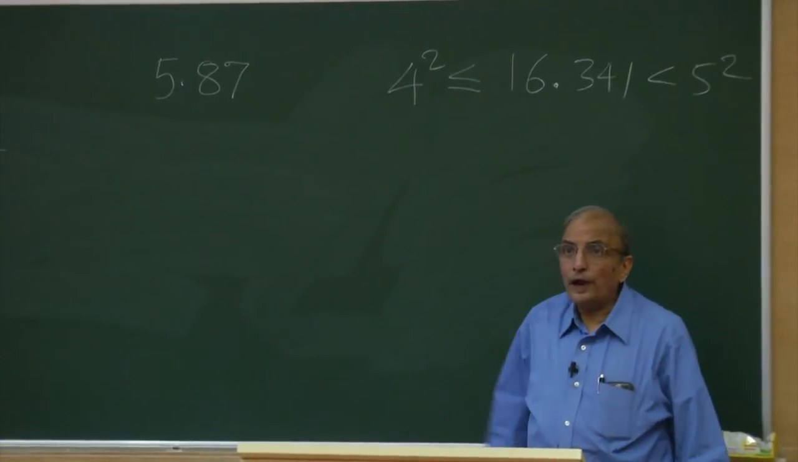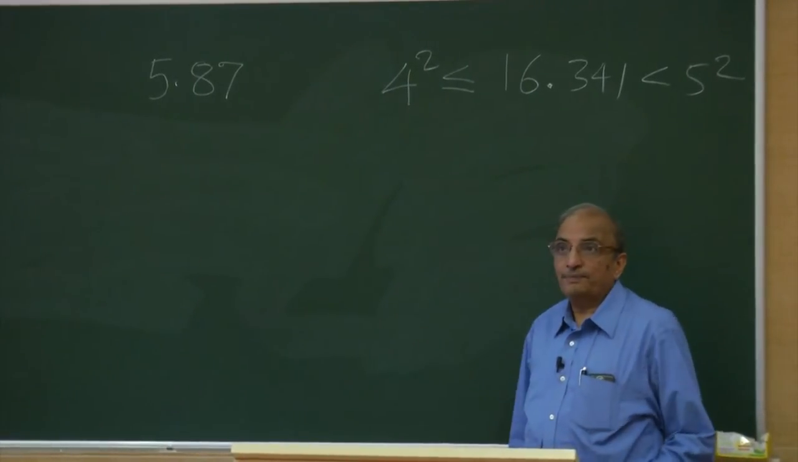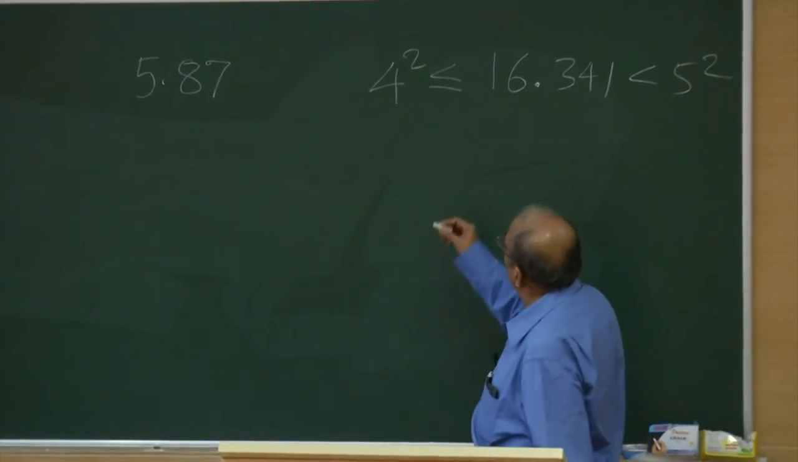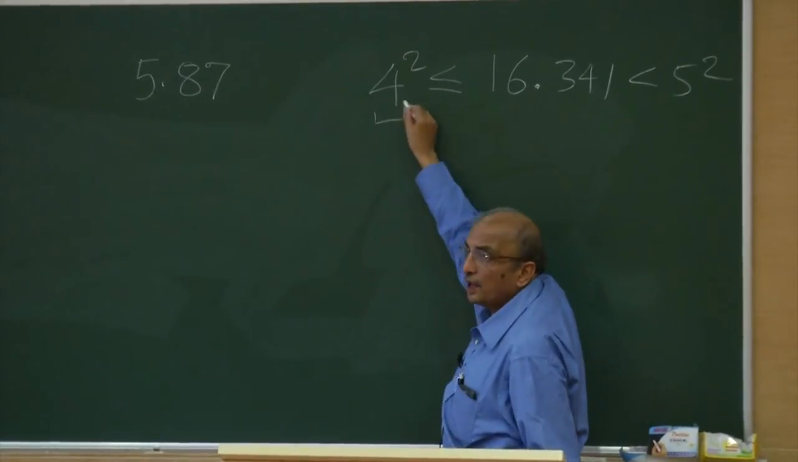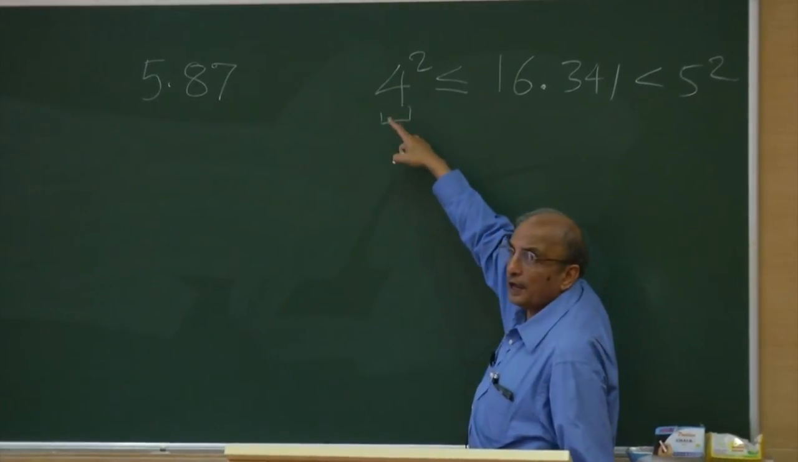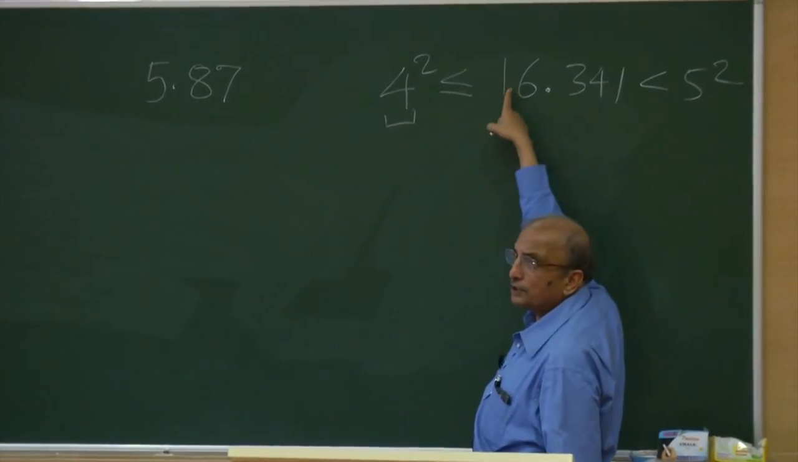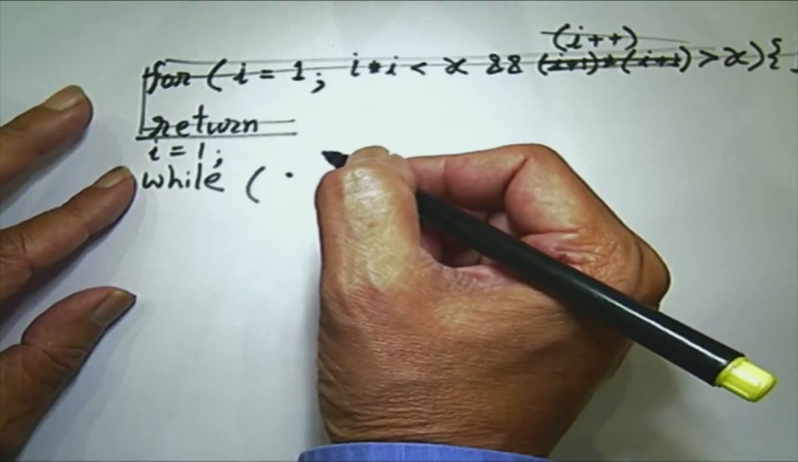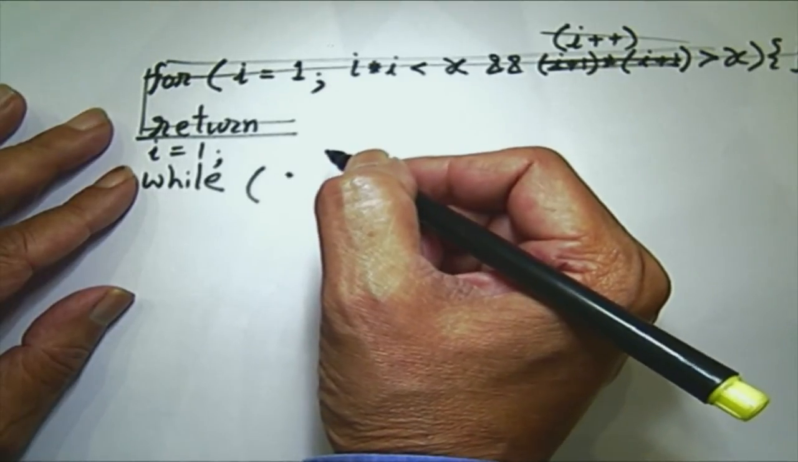So you don't need to find the exact square root really. You need to find out that value of x which satisfies x square less than or equal to this, less than x plus 1 square. That's all. All right. Here we have multiple answers.